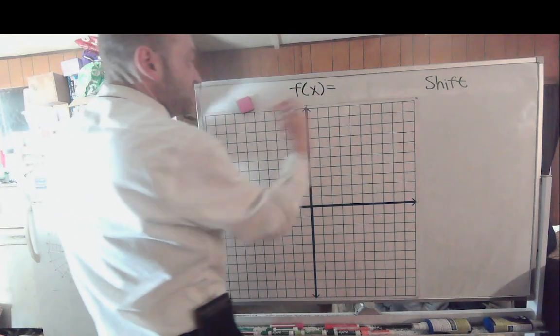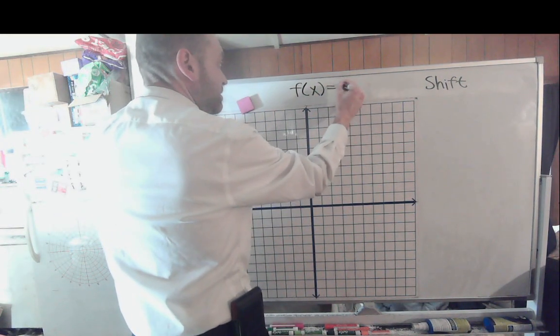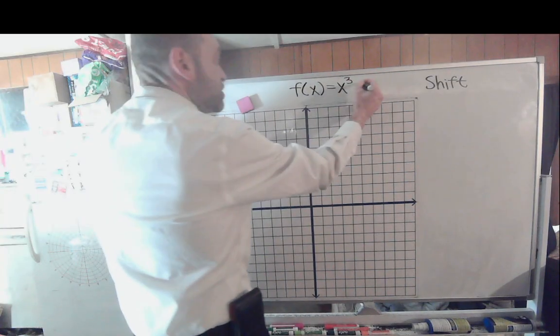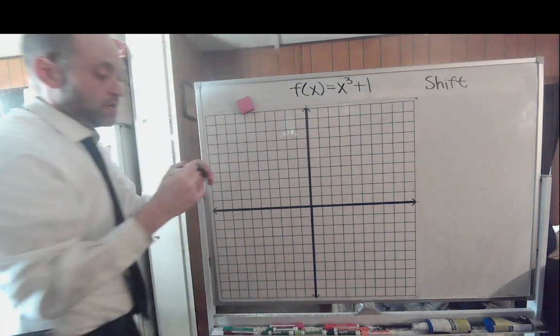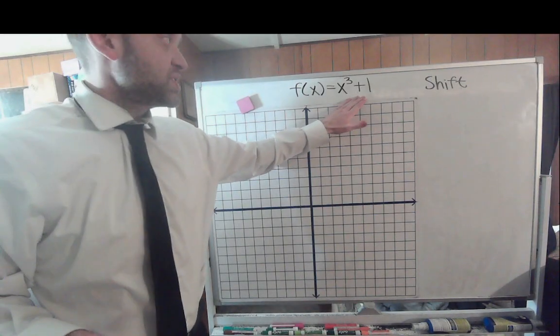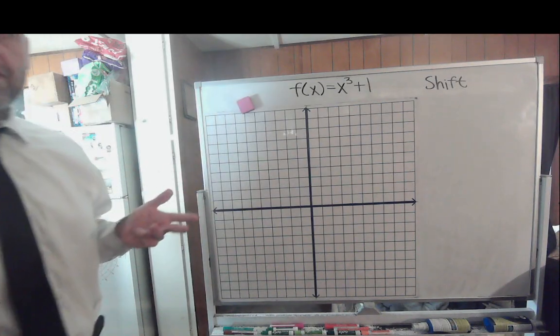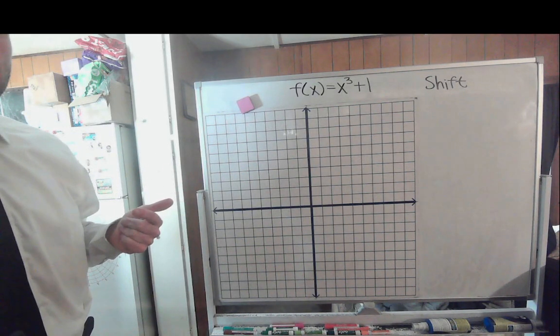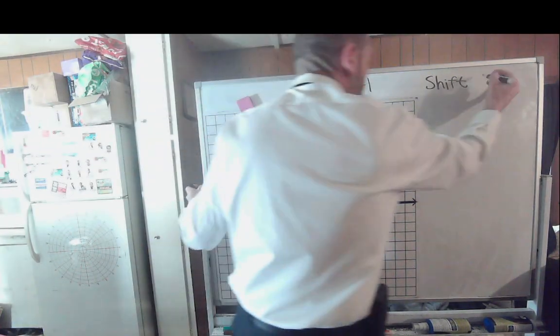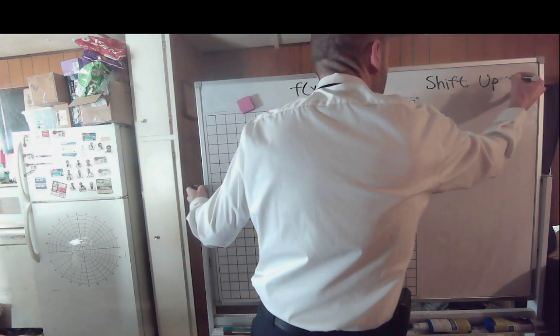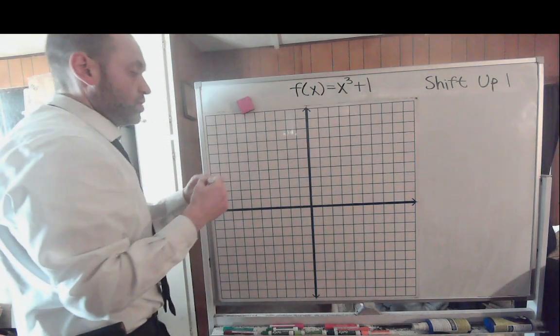Alright, now let's say I take the graph of f of x equals x cubed, and I make it x cubed plus 1. So I have a plus 1 outside of the x cubed. What's happening with the original graph of f of x equals x to the third? Well, I'm just simply shifting everything upward 1. So we shifted upward 1.